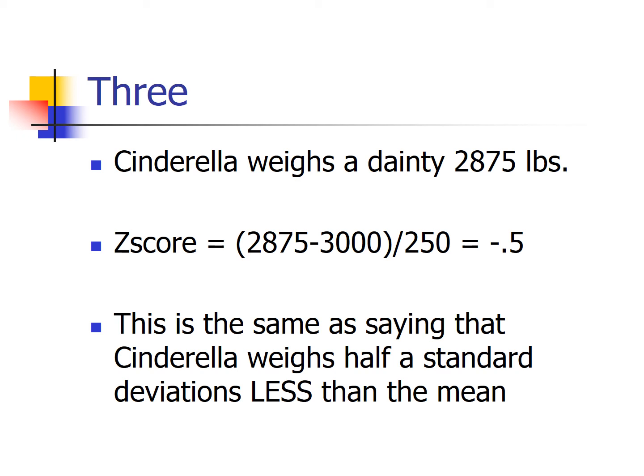If we apply the formula, we get -0.5, which is saying that Cinderella weighs half a standard deviation less than the mean. Is she dainty? Not really. Being half a standard deviation from the mean is not that far. So she does weigh a little less than the mean, but fairly close to it. We might say that Cinderella is probably a good, healthy weight. So good for her.